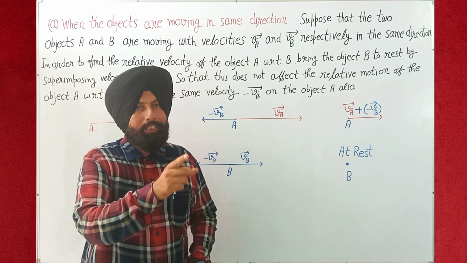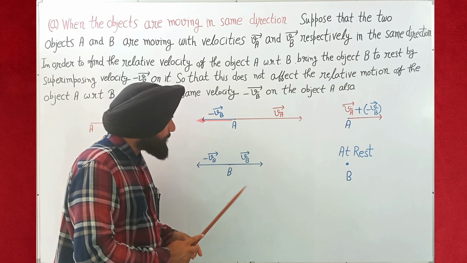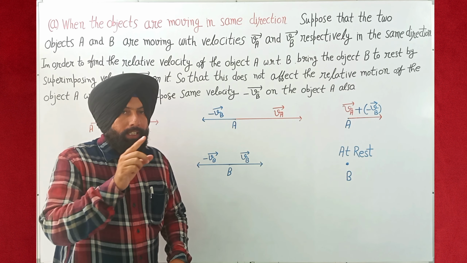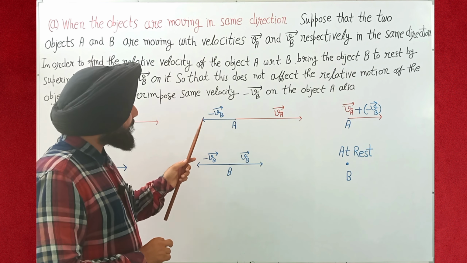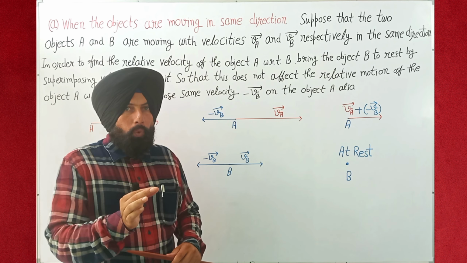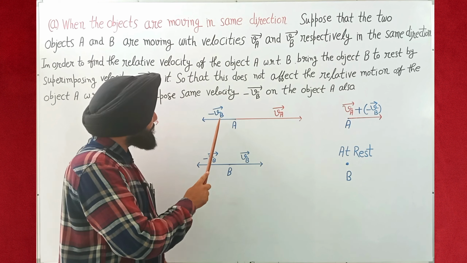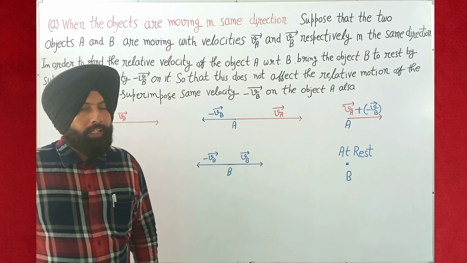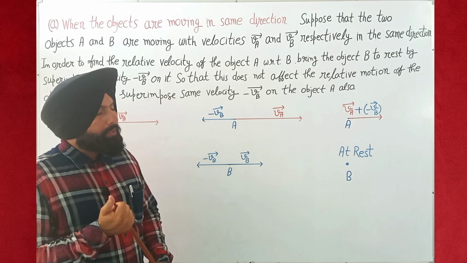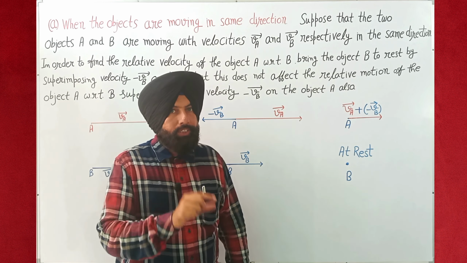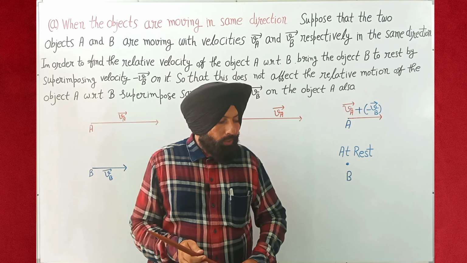Why? Because both the objects are moving. We have made an adjustment to bring the object to rest, so it should not affect the relative motion of the object A. To nullify this effect, we also superimpose minus BB velocity on the object A. Now students, minus BB plus BB, that is B at rest, and object A has the relative velocity BA vector plus minus BB vector.